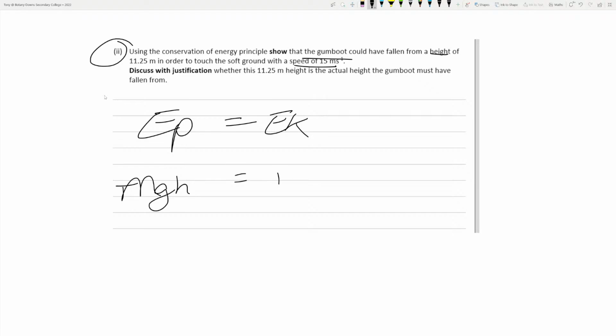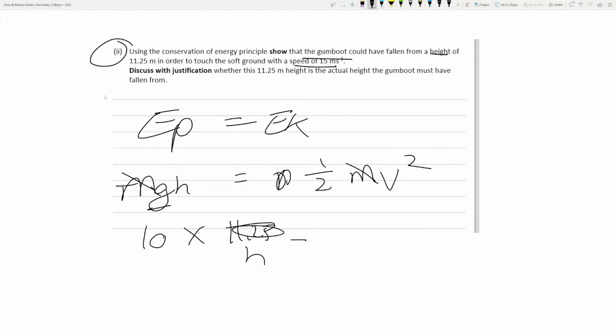I don't need the mass. Half mv squared, because we can cancel the mass. One's on the left, one's on the right. No, never mind, don't need to cancel it. You just look at the equation this way. We know g is 10. What's height? You show from a height discussed with justification. So this is 11.25. Well, we don't know this. Let's say h.